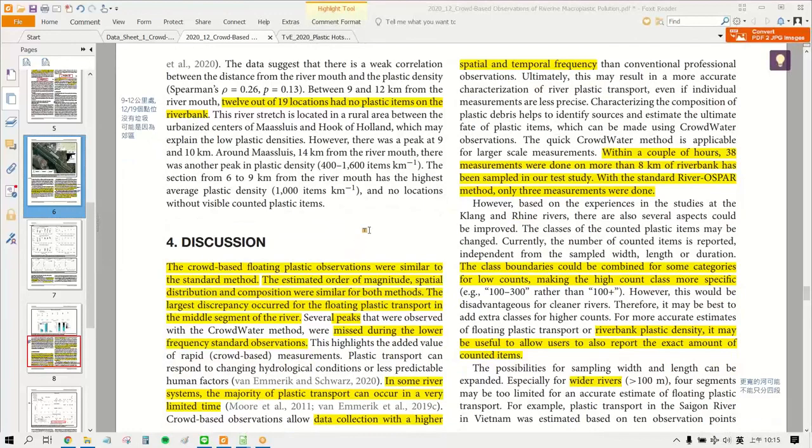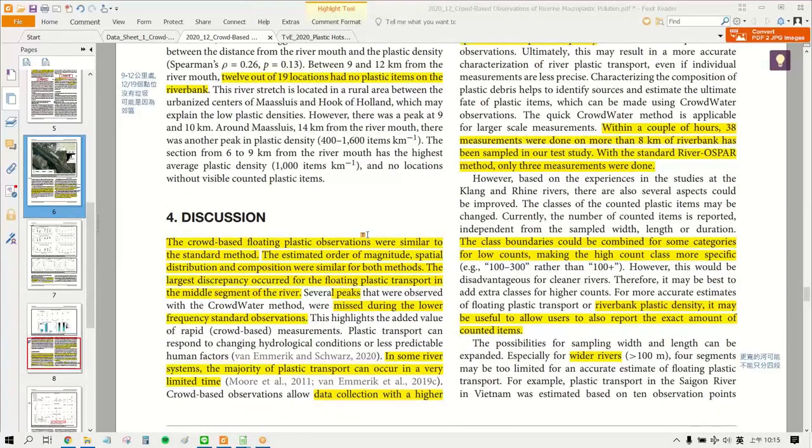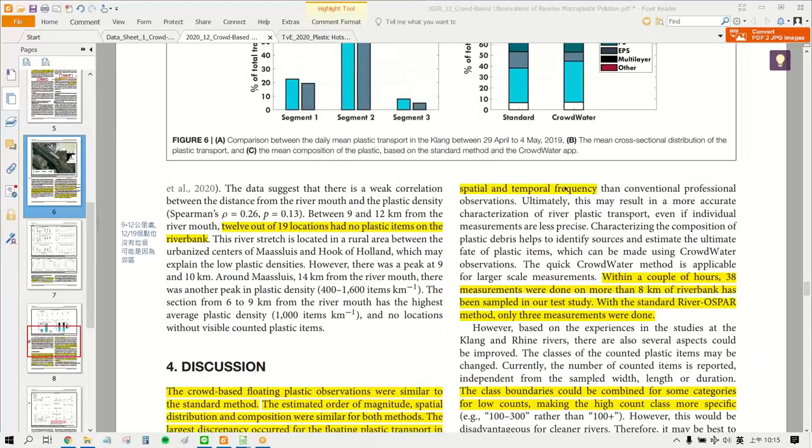Okay, at the discussion part, I think I can skip some part. This method's result is very similar to the standard method. And in some river systems, the majority of plastic transport can occur in a very short time, and data collection with a higher spatial and temporal frequency will be easier if we use these mobile applications.